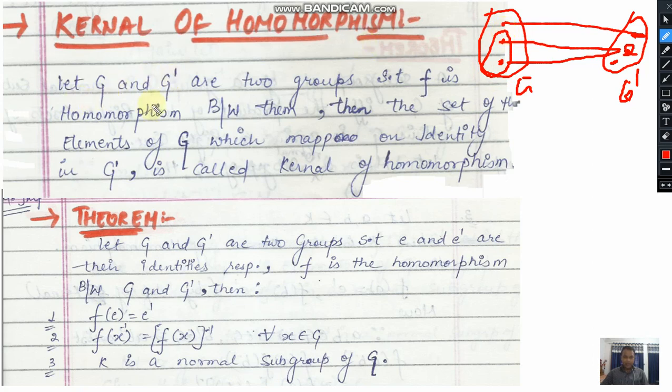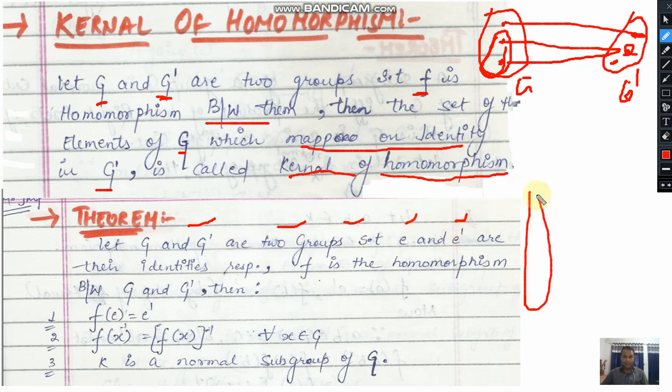So as per definition, we can read it as G and G dash are two groups such that F is the homomorphism between them. Then the set of the elements of G, it means the elements available in G, which are mapped on identity in G dash, this set of elements is called kernel of homomorphism. There is a theorem related to the kernel of homomorphism and the definition of homomorphism, and in this theorem it is stated that let G and G dash be two groups such that E be the identity in G and E dash be the identity in G dash.